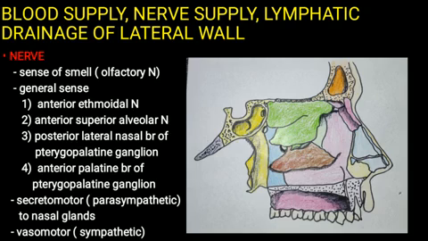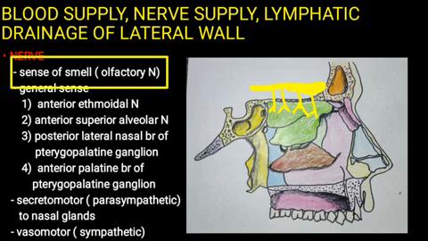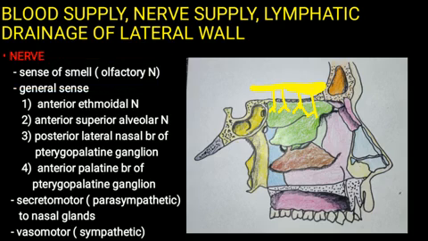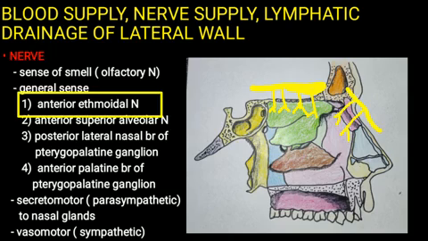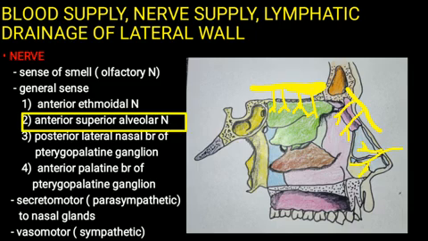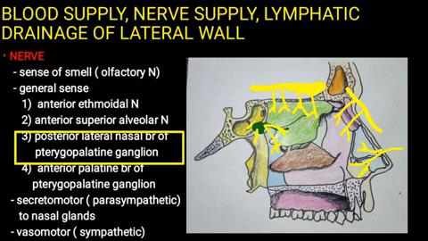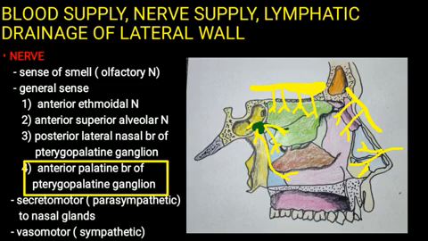The olfactory sense, or the sense of smell, which is the special sense, is received by the olfactory nerves which pierce the roof of the nasal cavity, while the general sense from the lateral wall is received by the branches of the trigeminal nerve from the various quadrants. Hence, the general sense is received by the anterior ethmoidal nerve from the anterior superior quadrant, the anterior superior alveolar nerve from the anterior inferior quadrant, the posterior lateral nasal branch of the pterygopalatine ganglion from the posterior superior quadrant, and the anterior palatine branch from the posterior inferior quadrant.